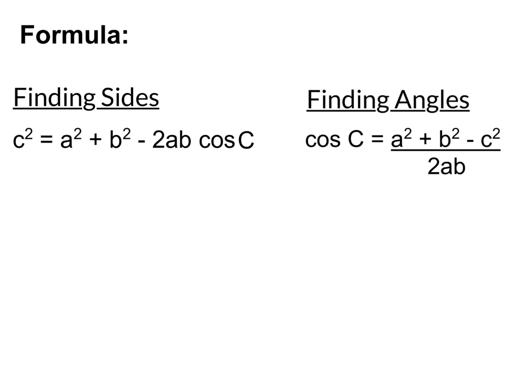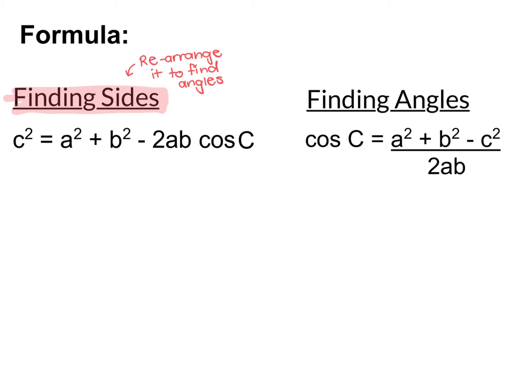Here is the formula for cosine law. Now on the left-hand side, you will find the formula that will help you find the sides of a triangle. And on the right-hand side, that formula will help you find the angles. Now you might feel like this is too much memorization, so let's make things simple. All you really need to do is memorize this equation right here and rearrange it to find the angles.